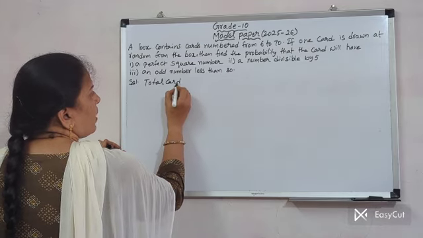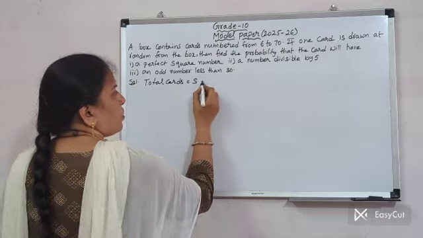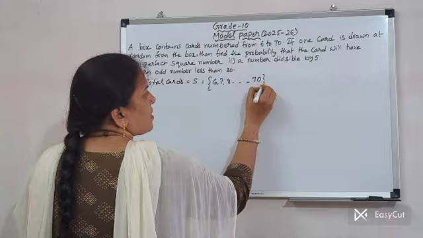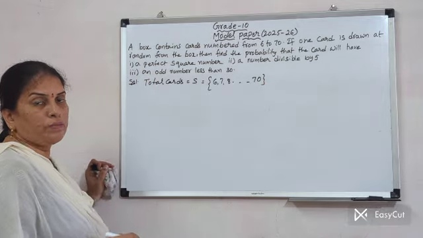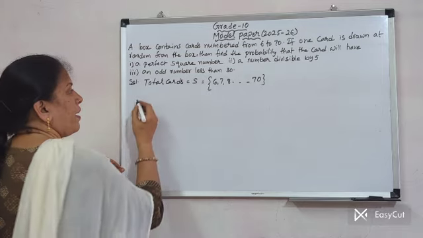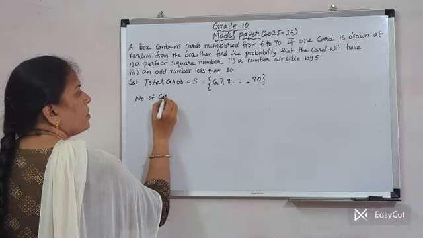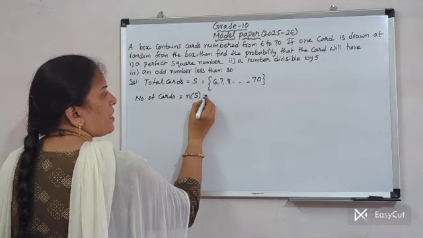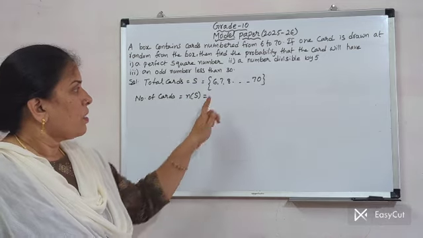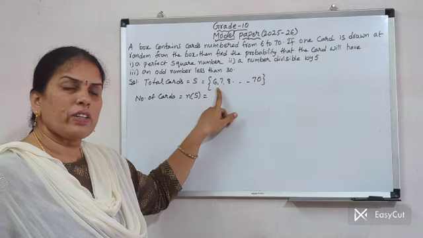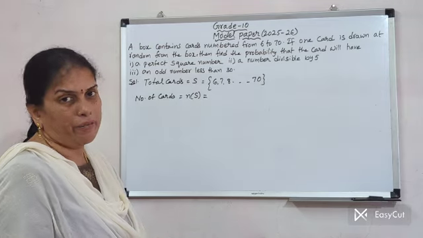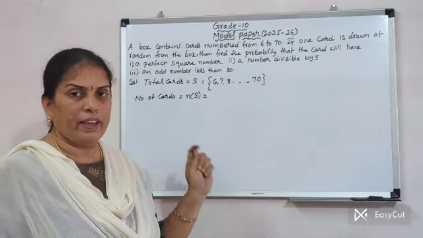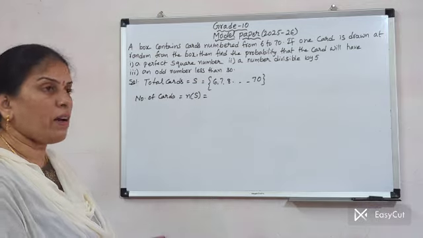Total cards is equal to sample space S is equal to, what are the numbers? 6 to 70. 6, 7, 8, so on up to 70 they have given. Okay? So, number of cards. How many cards are there? Number of outcomes is equal to n of S is equal to, see here, these are consecutive numbers or not? Consecutive numbers means next numbers they have given without any break. 6, 7, 8, 9, 10, no break in between, continuously up to 70. So we can find out the number of cards very easily.